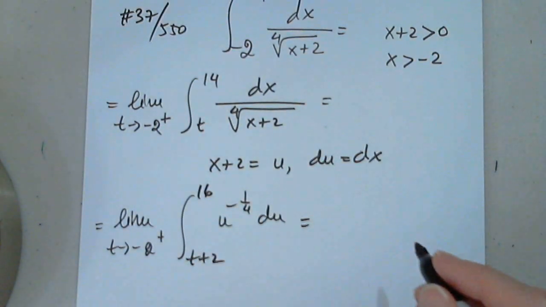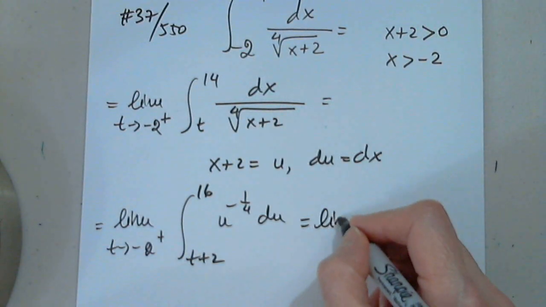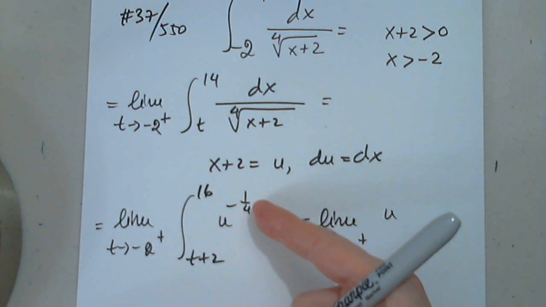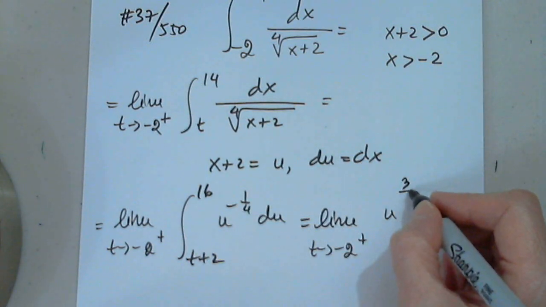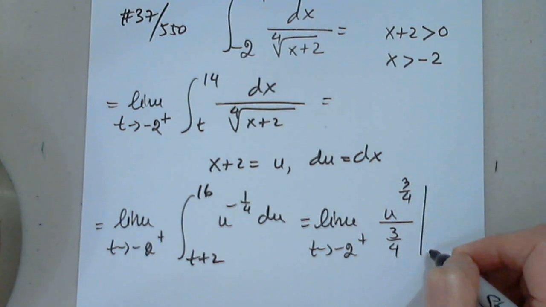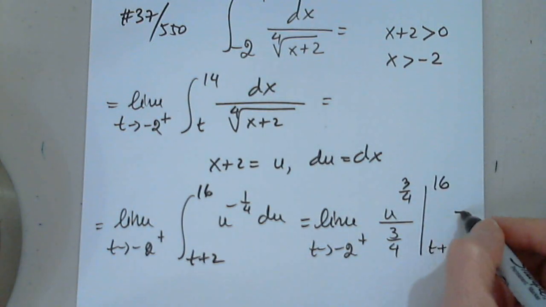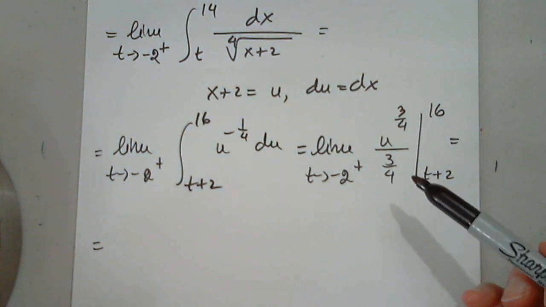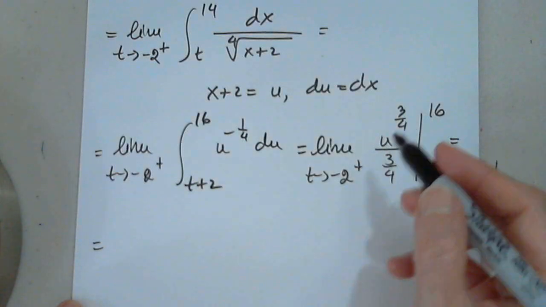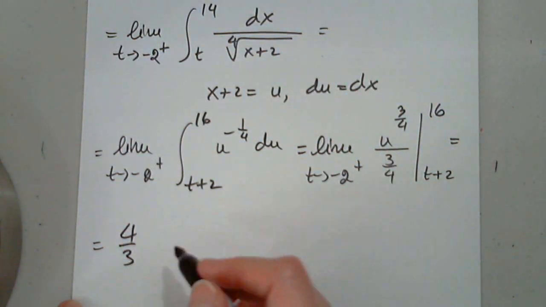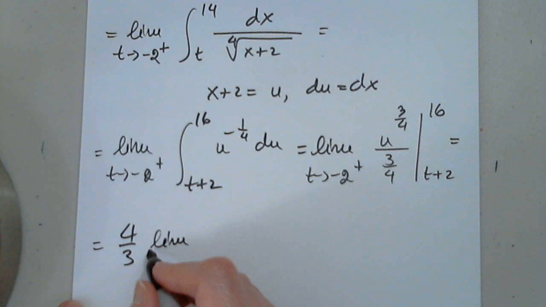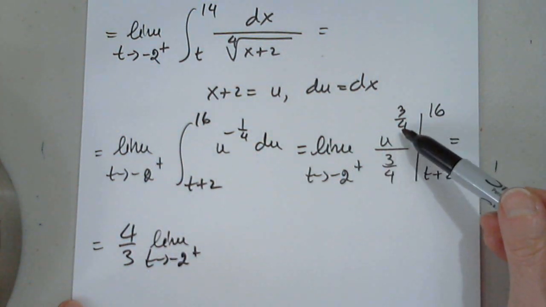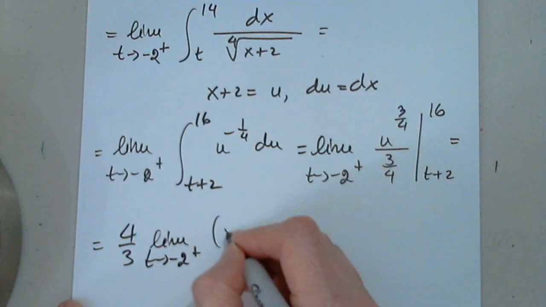Good. Moving on. So then we have the limit as t approaches negative 2 from the right, from u to negative 1/4 plus 1, which is 3/4, divided by 3/4, from t plus 2 to 16. Okay, so now I'm going to flip this and put it in front, 4/3. And then we have the limit as t approaches negative 2 from the right. I plug in 16. The 4th root of 16 is 2. 2 to the 3rd is 8.